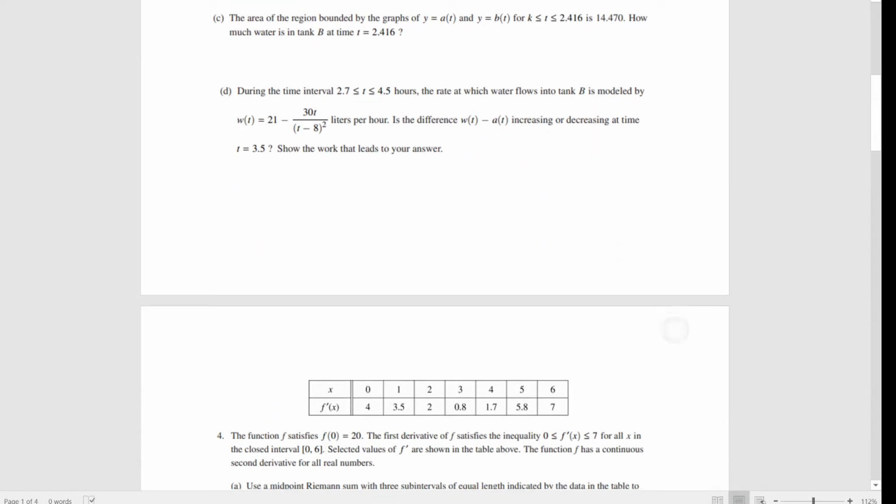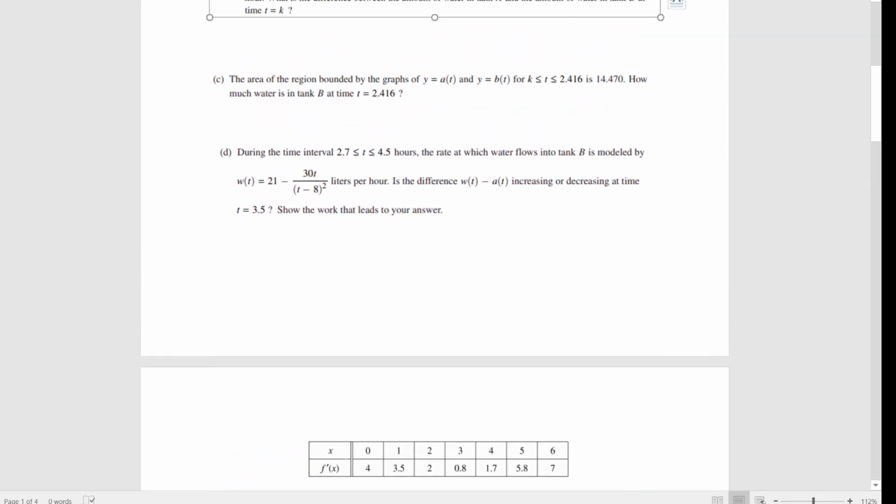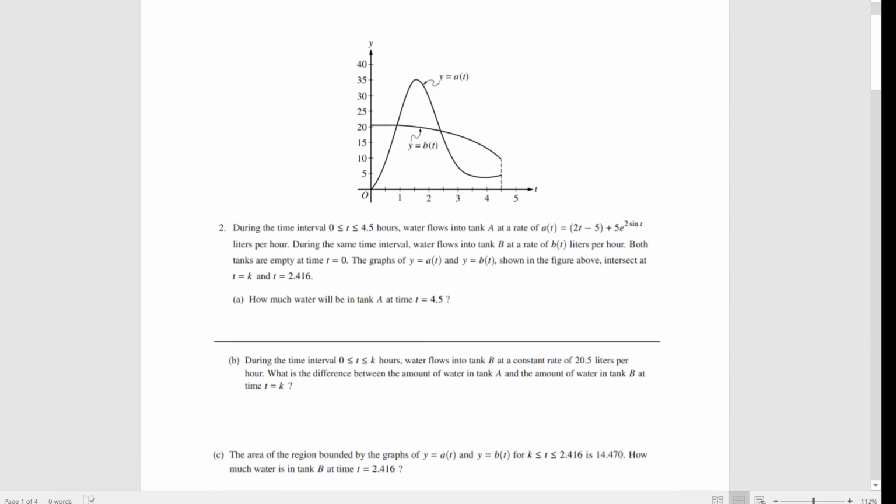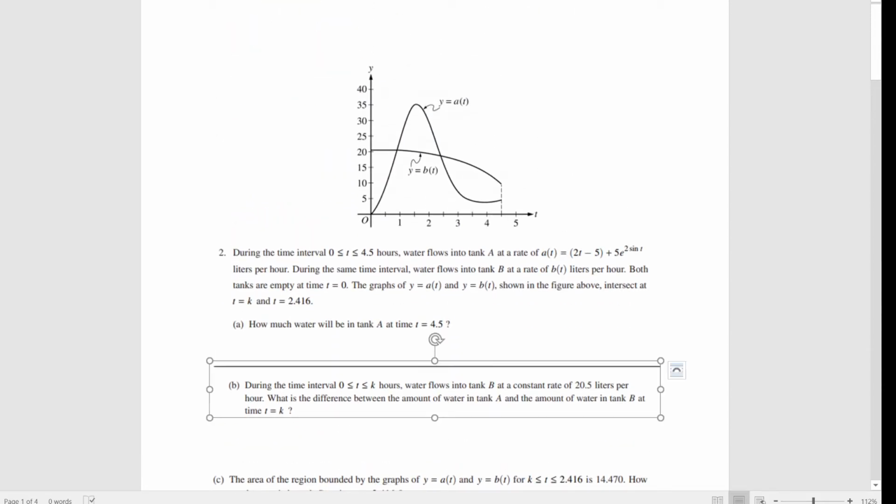All right. Our last one says, during the interval 2.7 to 4.5, the rate at which water flows into tank B is modeled by this equation. So we actually get an equation for B. Is the difference between B and A increasing or decreasing at time 3.5? So we're looking for whether the gap between the curves is growing or shrinking at 3.5.